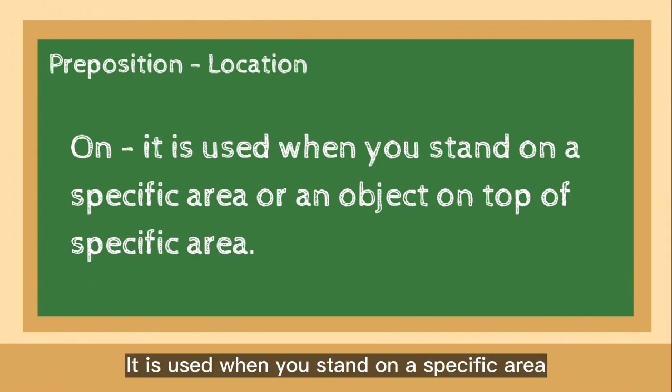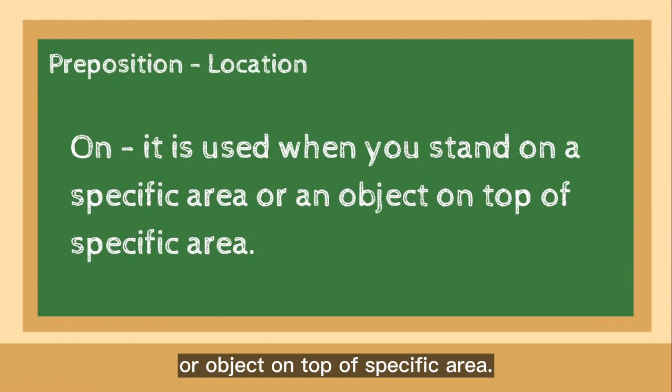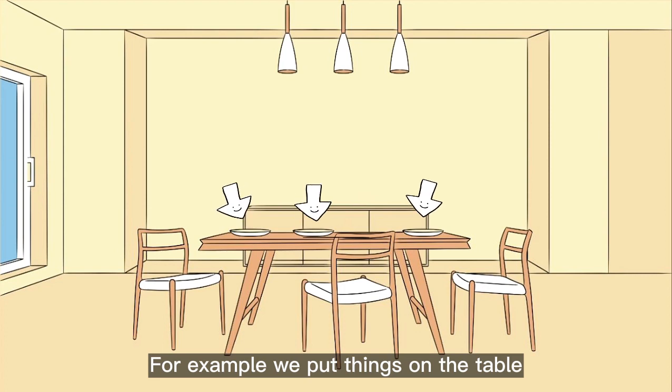Now, let's proceed with on. It is used when you stand on a specific area or object on top of a specific area. For example, we put things on the table.